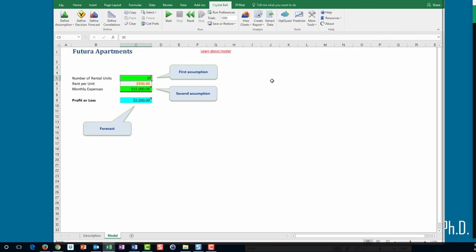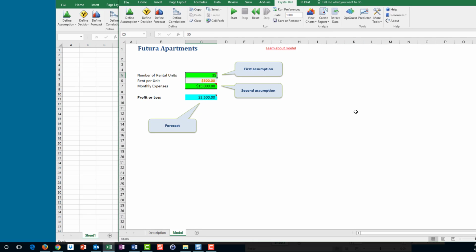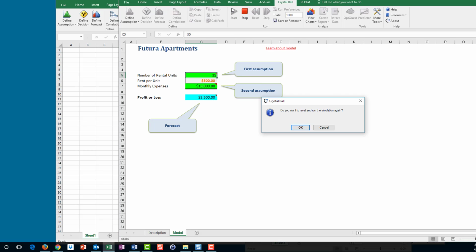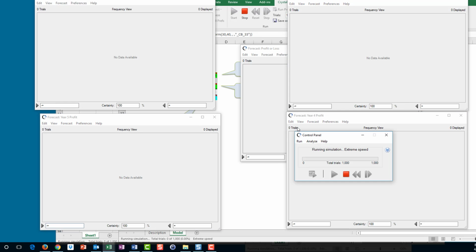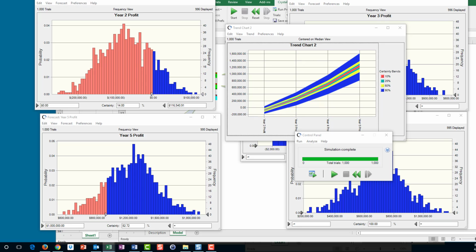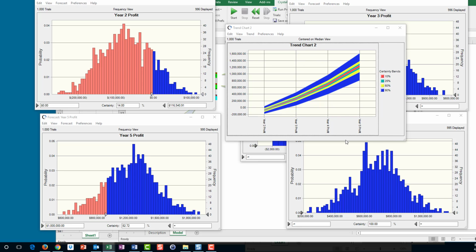Let me look at this other example that comes with Crystal Ball. This is a simple model. There again, it's just the rental times the rent times the monthly expenses, and they call them assumptions. I call them variables. And you can see there, the first one is a uniform distribution with a min and a max. And this one is a normal distribution with a mean and standard deviation. And of course, that's the forecast. And all you need to do is just click Start. Let me run it again. And of course, this one populates 16 zillion graphs out there.